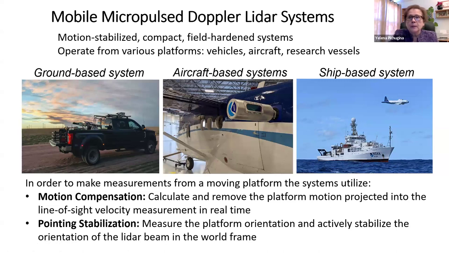So, mobile Doppler systems. It's a motion-stabilized compact system that can operate from different platforms. In the middle, you can see those pictures: ground-based system, aircraft-based system, and ship-based system. To make measurements from a moving platform, all those systems have motion compensation and also pointing stabilization. Motion compensation allows us to calculate and remove platform motions projected into the line-of-sight velocity that we measure in real time.